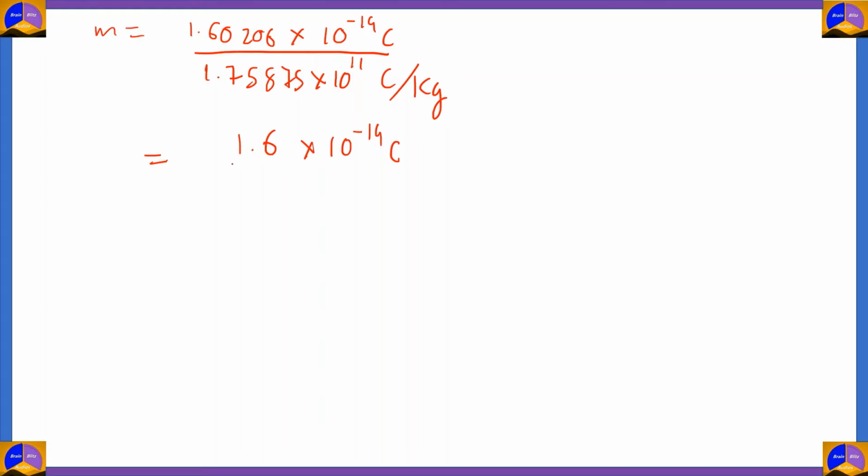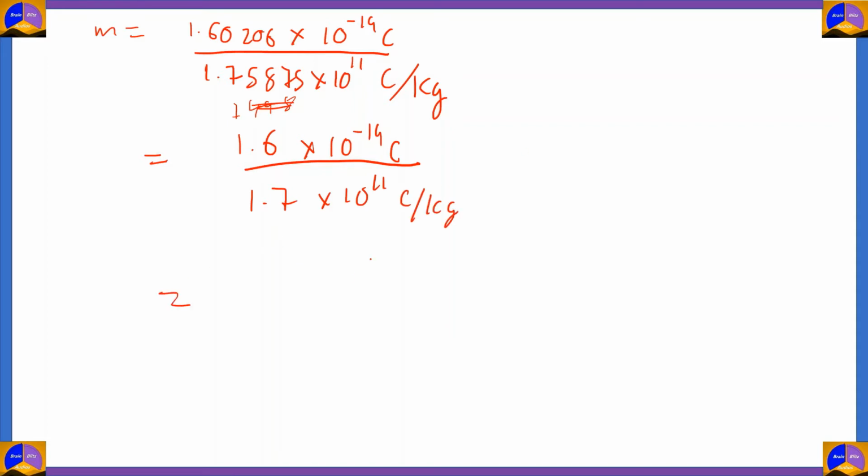So 1.6 into 10 raised to minus 19 divided by 1.75875. How do we use estimation here? So we have an odd number here, and so if 5 comes, then 7 becomes 8, and 8 is greater than 5, so this 8 becomes 9. 9 is greater than 5, so this 5 becomes a 4. But since 4 is less than 5, this 7 stays a 7. So what we'll get is 1.7 into 10 raised to 11 coulombs per kg.